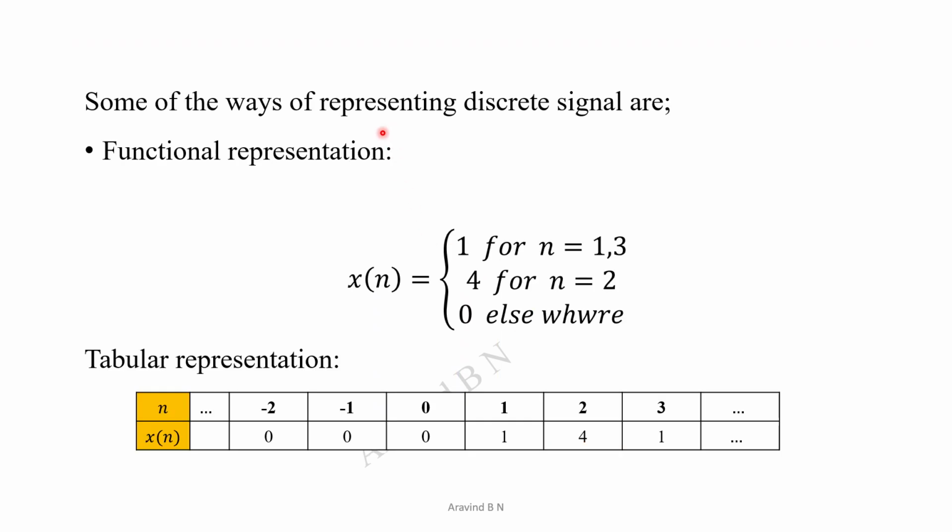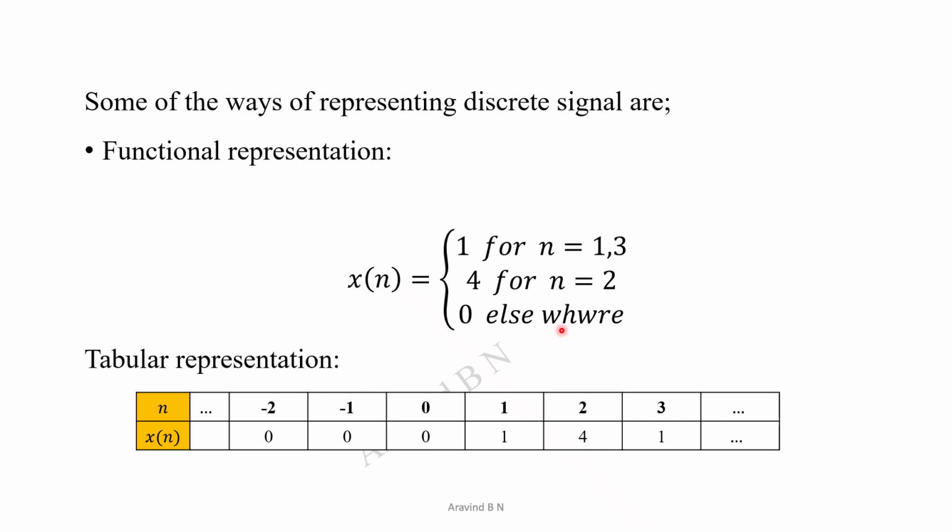Now there are some other ways of representing this discrete signal. The first one is functional representation. It is given by x of n equal to 1 for n equal to 1, 3, 4 for n equal to 2, and 0 elsewhere. So this is the functional format of representing a signal.